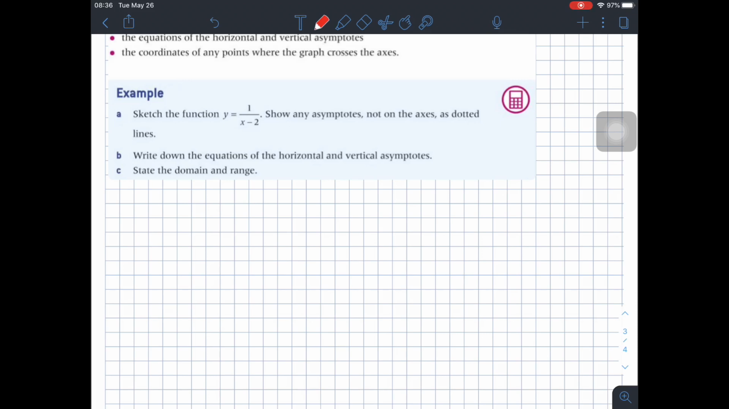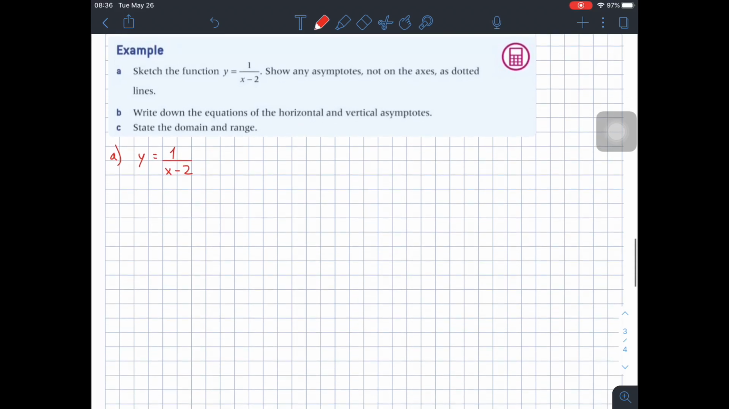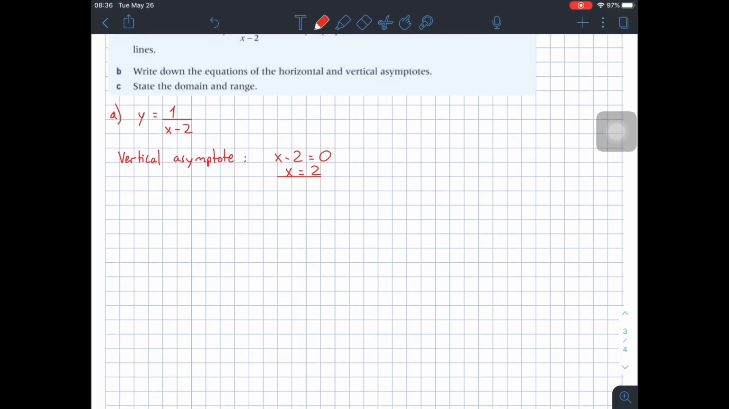It says, A, sketch the function y equals 1 over x minus 2. Show any asymptotes not on the axis as dotted lines. Okay, so first of all, if the equation is y equals 1 over x minus 2, I'm going to find the horizontal and vertical asymptote. So to find the vertical asymptote, we're going to set the denominator to 0. We're going to say that x minus 2 should equal 0. So the vertical asymptote is exactly at x equals 2, right? This would be the vertical asymptote.